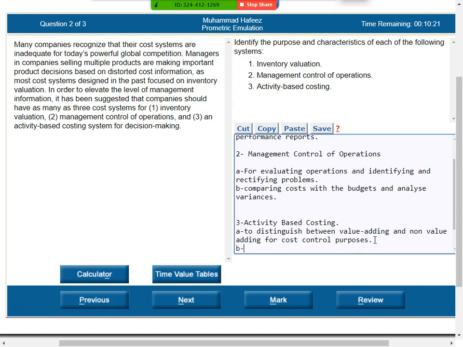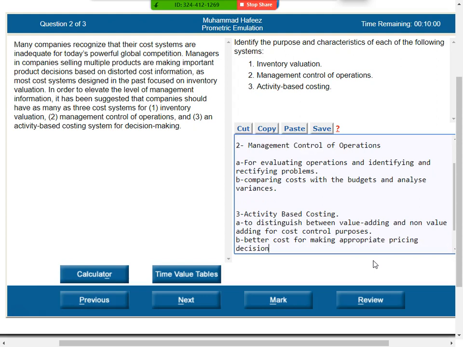And then you can write better costing for making appropriate pricing decision, right? Or if you may, I think it's sufficient, but still if you want, I think sufficient. Okay. Question 2 is done.